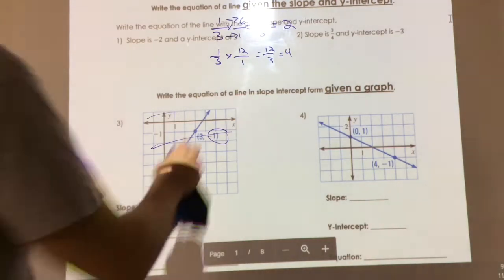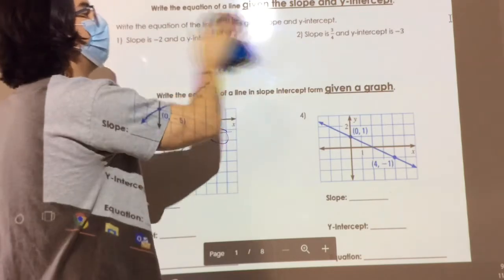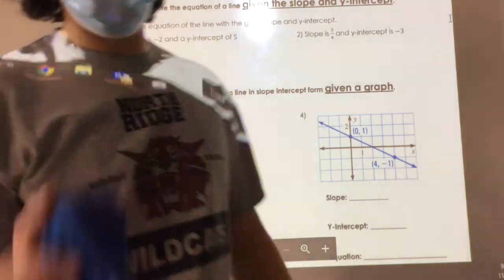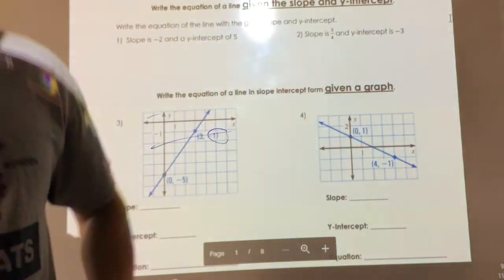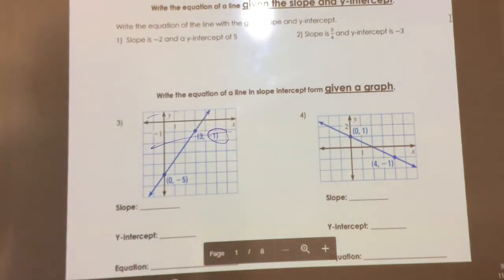Alright, so starting off, first things first, the M in all of this is going to stand for what? What does M stand for? Slope. What does B stand for? Y-intercept. Good. M is the slope, B is the y-intercept. Go ahead and fill those in for me.